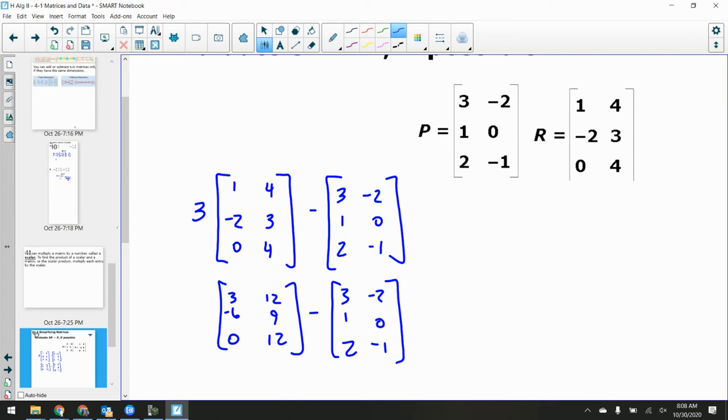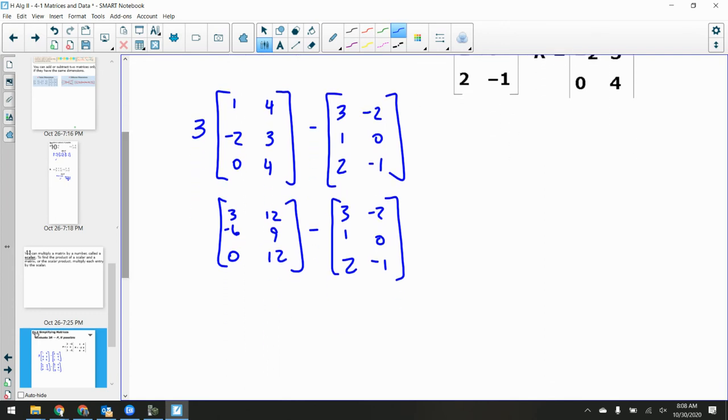And now at this point, we can subtract these, because again, they have the same dimensions. So this is going to be another 3 by 2. 3 minus 3 is 0. 12 minus negative 2 is 14. Be careful there, minus a negative. Negative 6 minus 1 is negative 7. 9 minus 0 is 9. 0 minus 2 is negative 2. 12 plus 1 is 13.